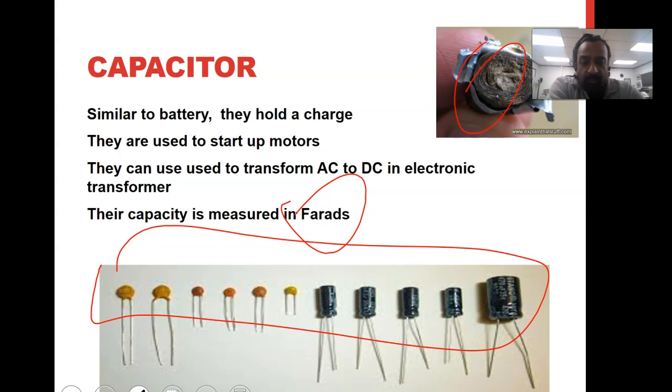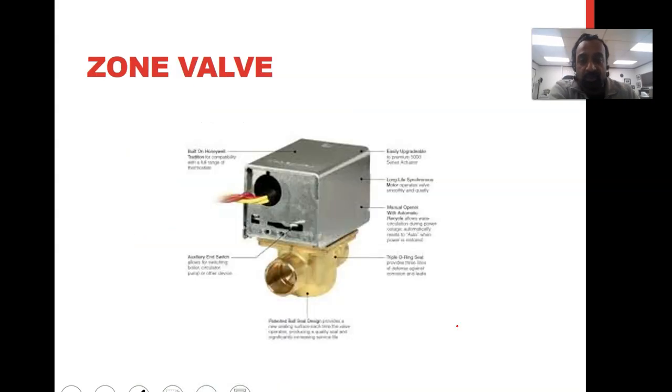So again, a capacitor is one of those units that hold the charge. So if you take a capacitor from a TV or from an AC, probably it still has a charge. Sometimes the charge decays with time, sometimes it doesn't. So always be safe and try to discharge the capacitor. And these are a lot of capacitors you see in electronics. They don't have that much charge.